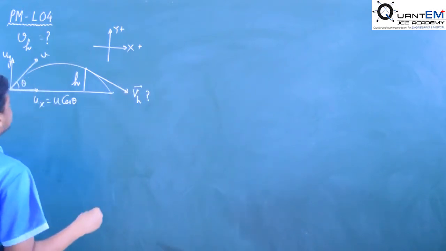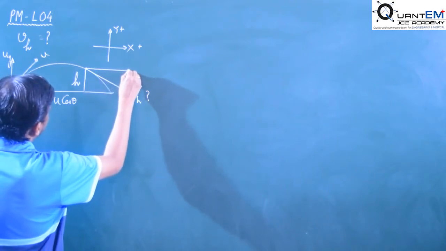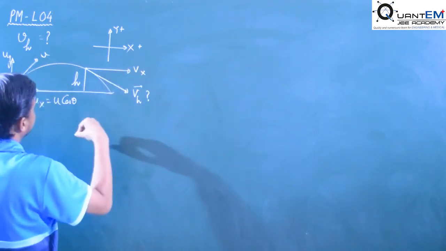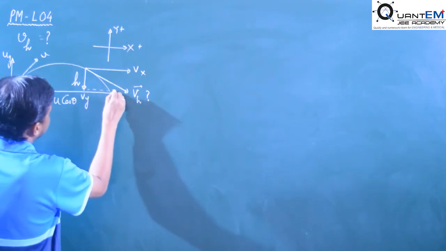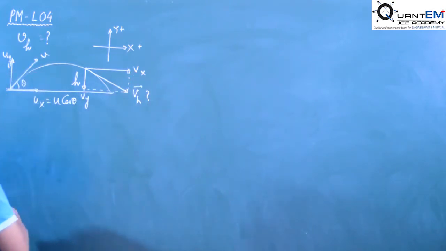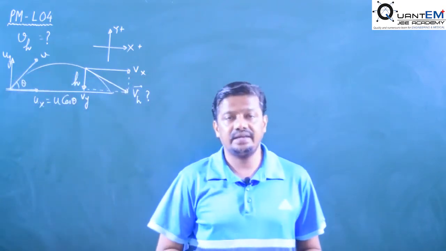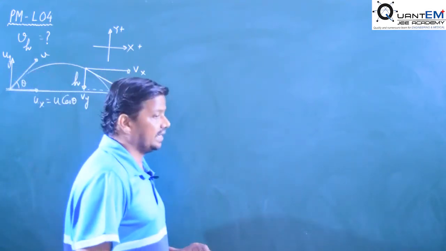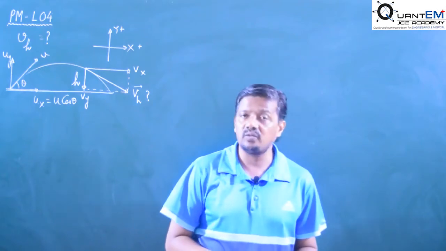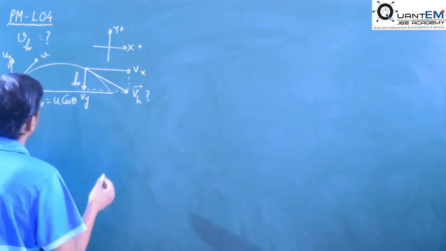See, this velocity is neither along the x coordinate nor along the y coordinate, so it must be resolved along the coordinates. Suppose this component is vx and this component is vy. Accordingly we may find the results, and by putting the values or using the vector law of addition we may get the velocity at any height h. For maximum height and velocity at any height h we must use the formula v square is equal to u square plus 2as.